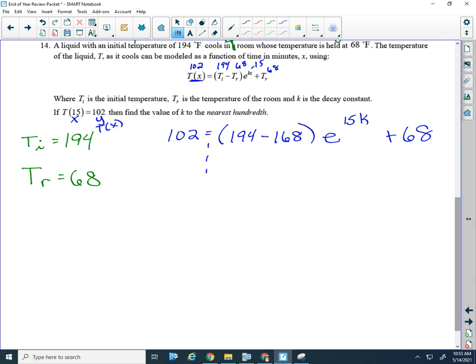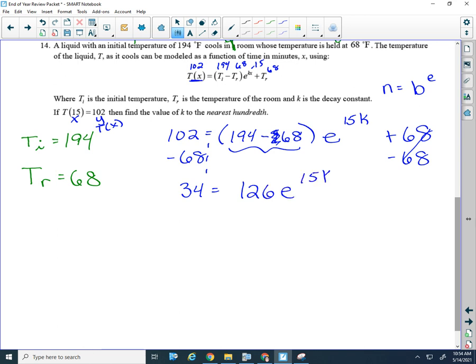Here's our equal sign. You're looking for this format: number equals base raised to the exponent. So I'm just going to start using order of operations in reverse to solve my equation. 102 minus 68 is 34. And I'm also going to combine what's in parentheses, 194 minus 68, and you get 126. E raised to the 15k.